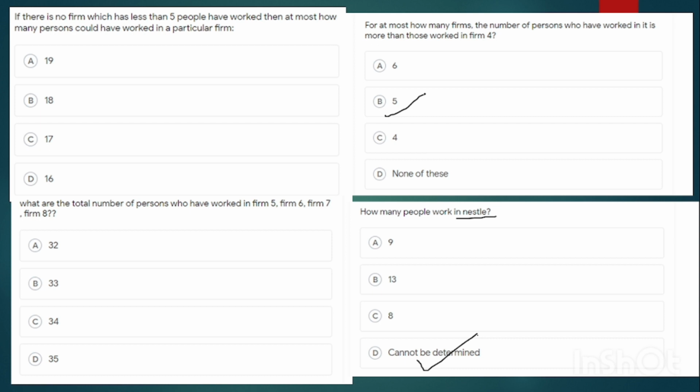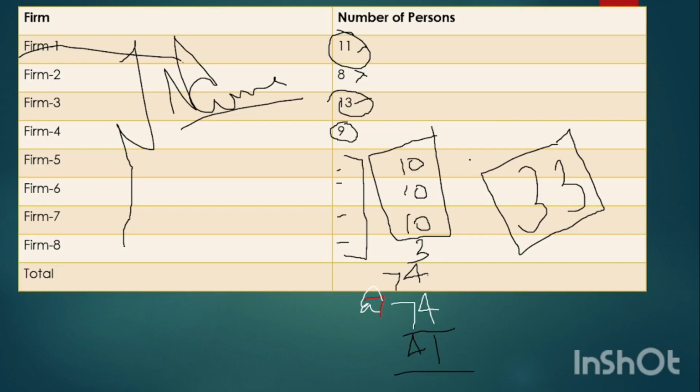Are we clear so far with these two questions? Then, what is the total number of persons who worked in firm 5, 6, 7, and 8? See, we have determined those values, that is written over here, which is 33.